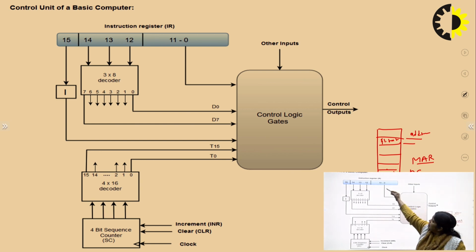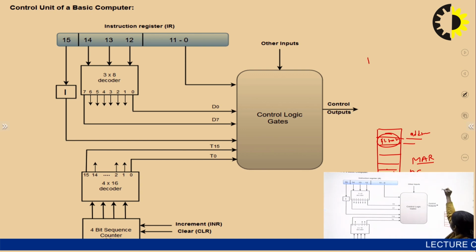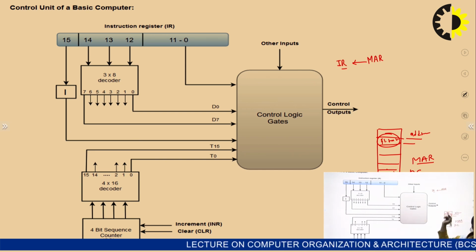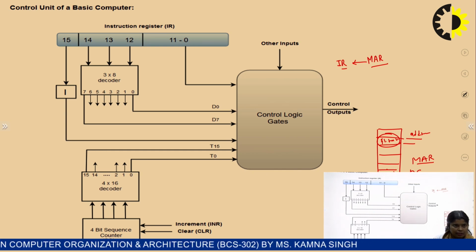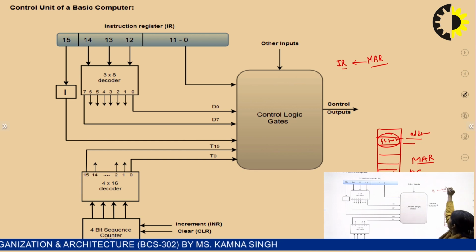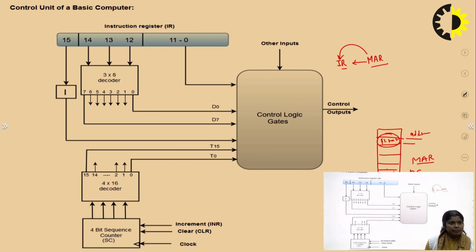In this, you can see here there is an instruction register. So the first thing is, whatever instruction is taken here, this MAR content is going to the IR. Memory address register means this MAR always contains the address of the currently executed instruction. And next, this MAR address is going to the instruction register.